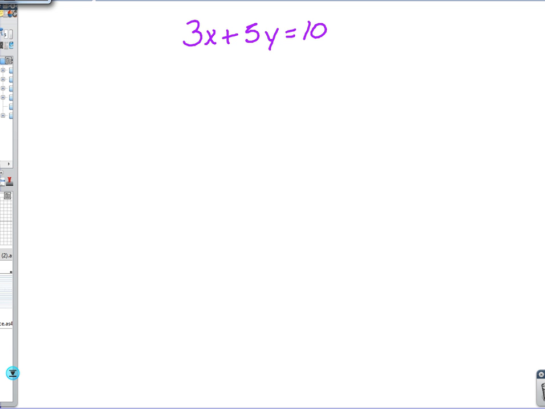Here's the way that I work these. This is my shortcut. Here you have what's called terms. You have 3 terms.